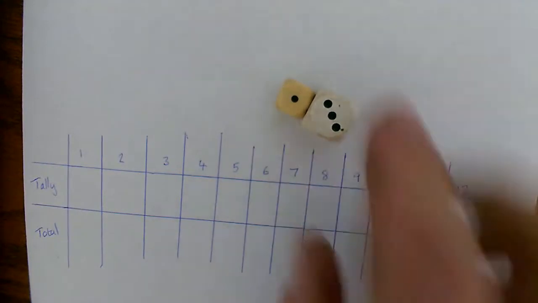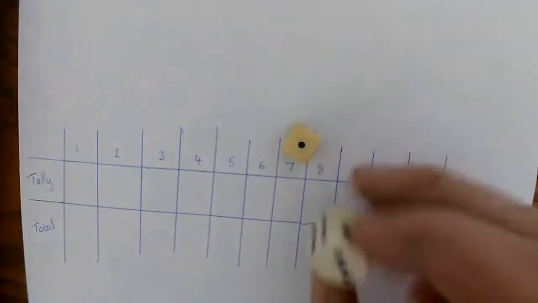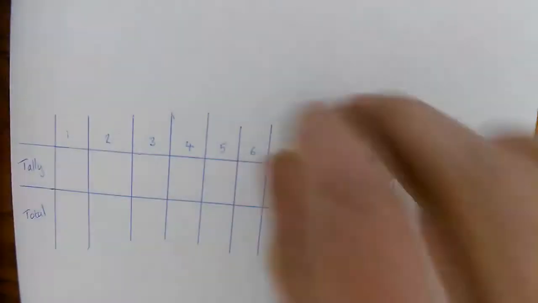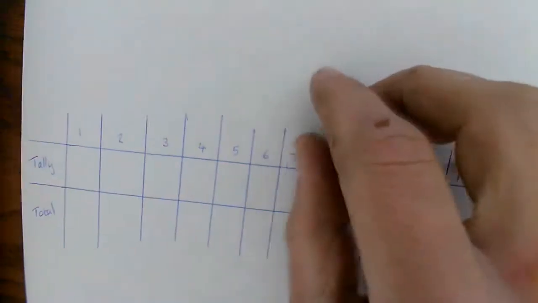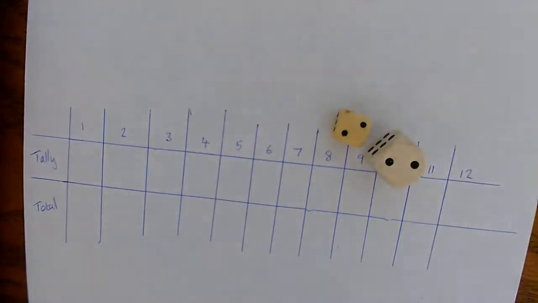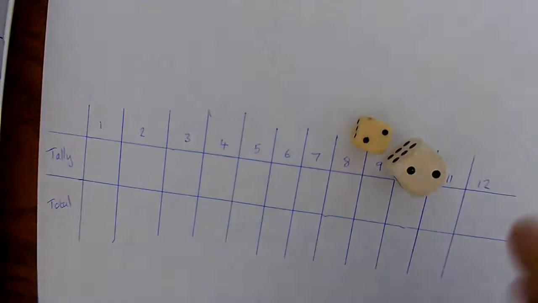So 1 and a 3. But there are other ways you could get a 4. You could have also got a 2 and a 2. Now that makes it a little bit harder to calculate the probability in this circumstance. So what I'd like you to do is experiment, draw a table.